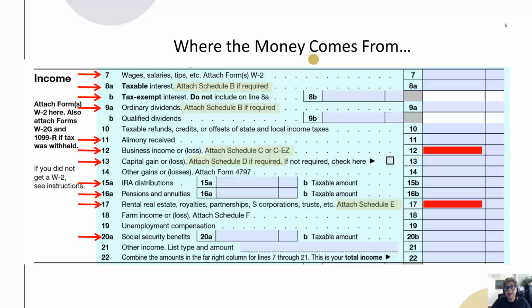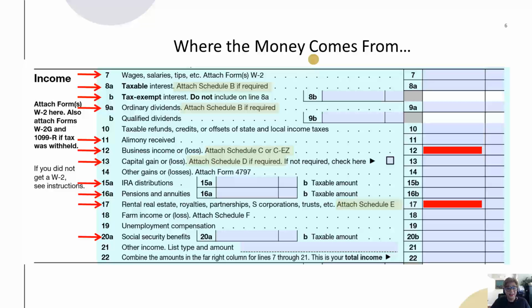IRA distributions. This could be an indication that someone is running out of money during the year and needs to take it out of their IRA, or it could be someone who is retired and is just taking out money from their IRA.